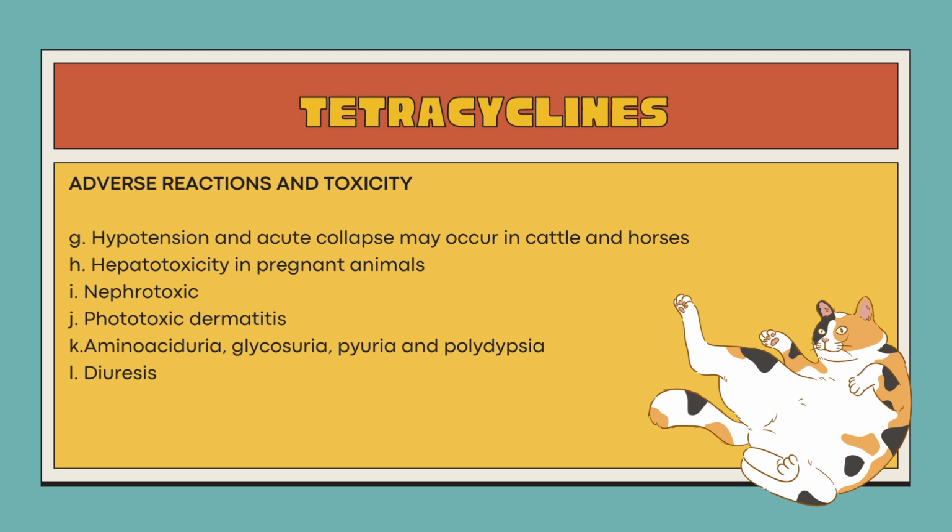J is we have phototoxic dermatitis. It is common with demeclocycline and doxycycline in man, which is rare in animals. K, hypersensitivity is rare. Here we have in human ingestion of outdated tetracyclines. It produces a syndrome characterized by aminoaciduria, glycosuria, pyuria, and polydipsia due to proximal convoluted tubular damage or the Fanconi syndrome. And lastly, we have L, the demeclocycline, which induces diuresis or ADH antagonism.